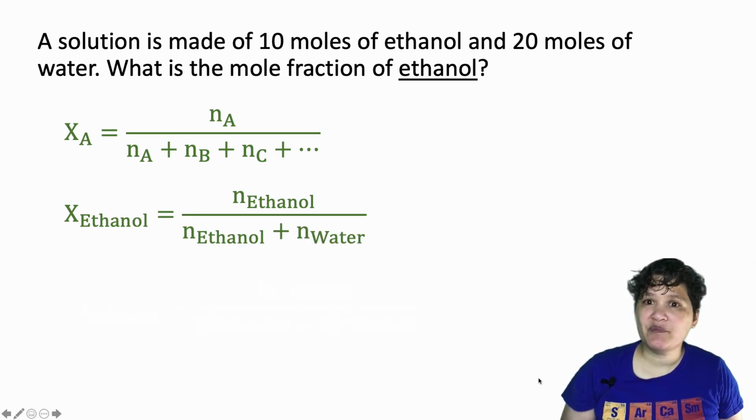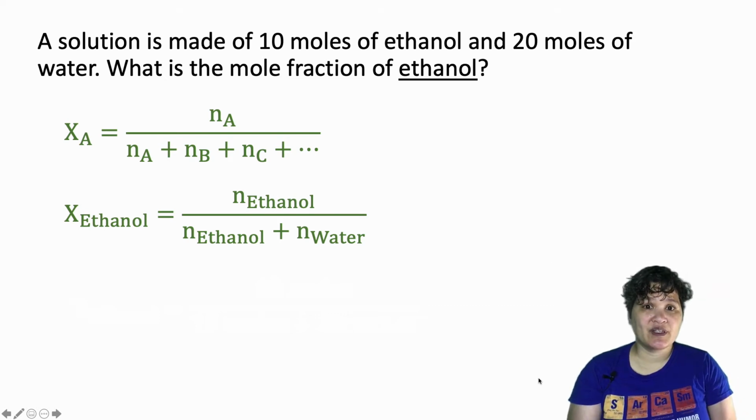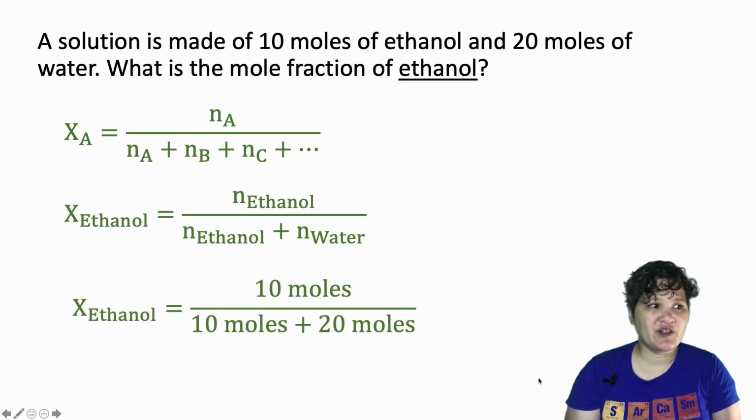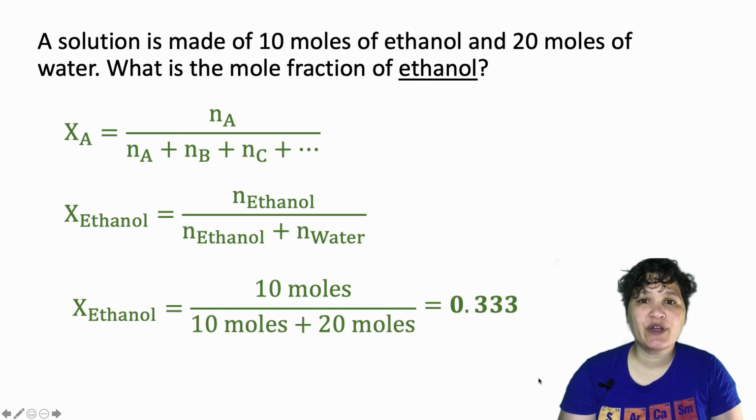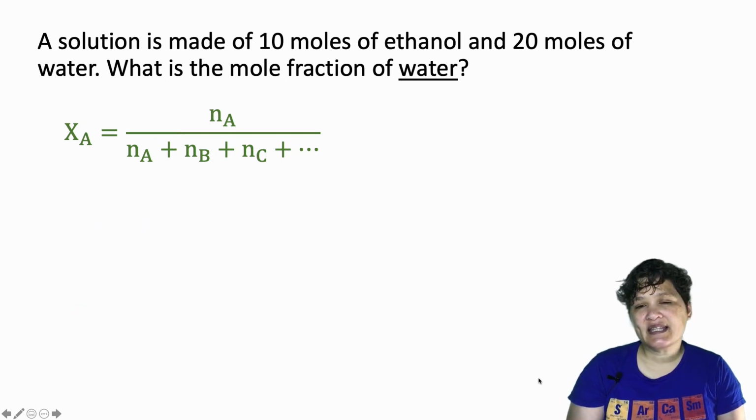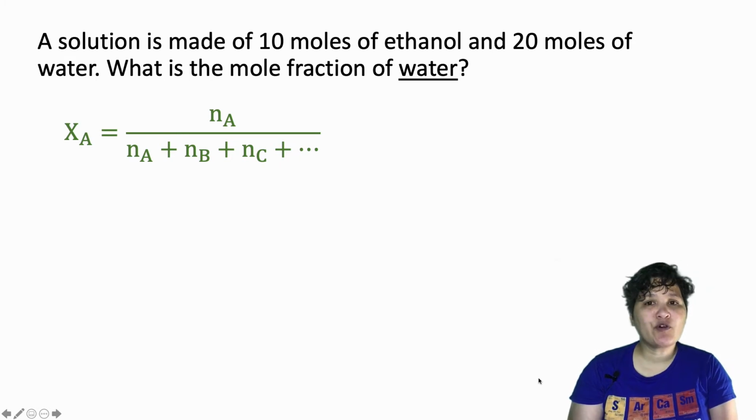Now let's actually plug numbers in for those numbers of moles. The mole fraction of ethanol is going to be 10 moles, the number of moles of ethanol, divided by the total number of moles, which is 10 moles plus 20 moles. And run that through your calculator. You get 0.333.